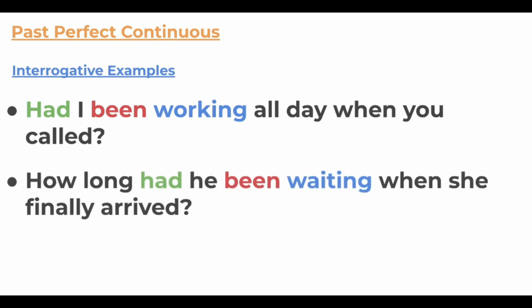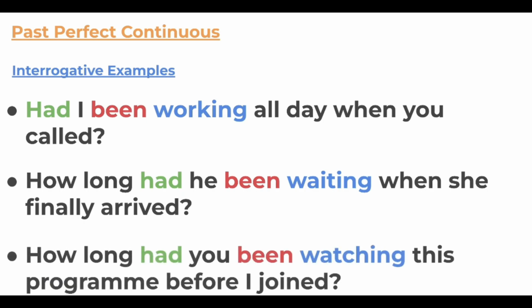How long had he been waiting when she finally arrived? How long had you been watching this program before I joined? So, of course, you don't have to start the sentence with had if you've got a phrase like how long. But as long as the had's before the subject, then that's the most important thing.